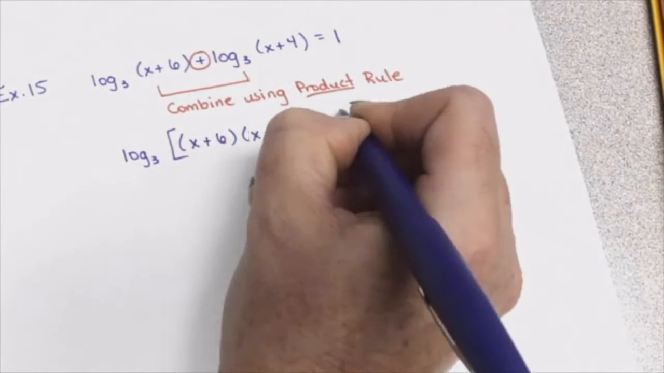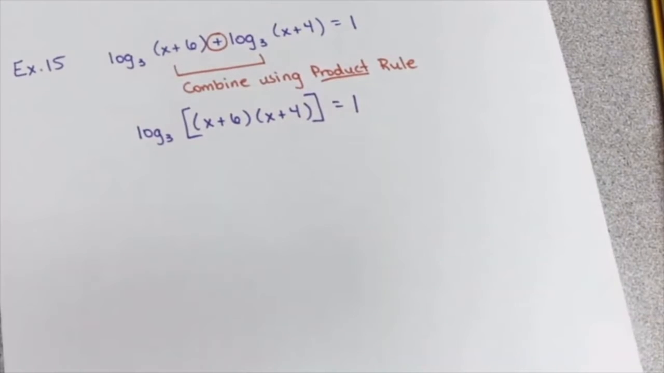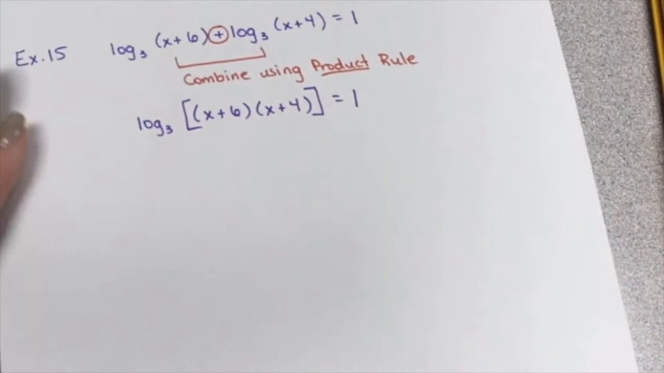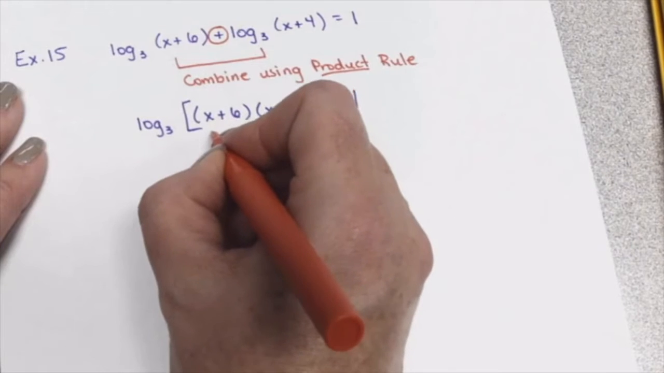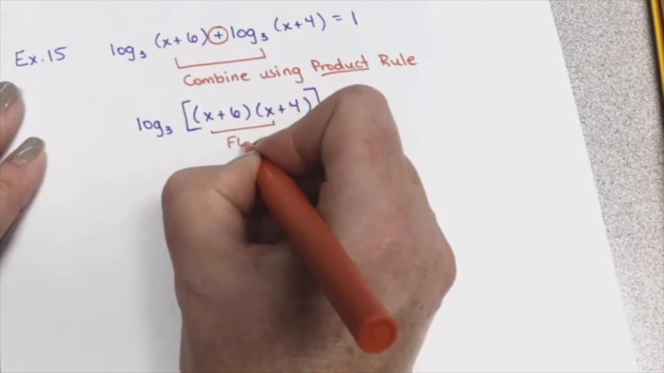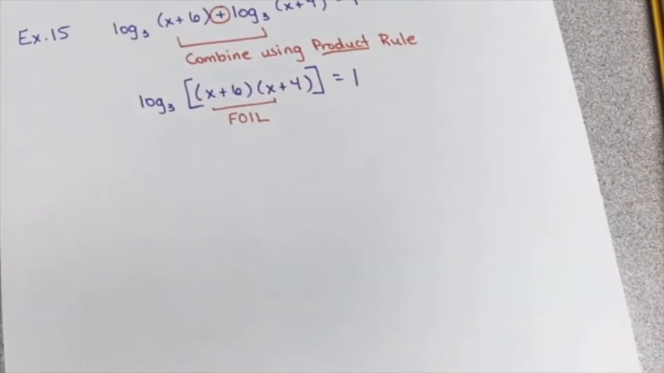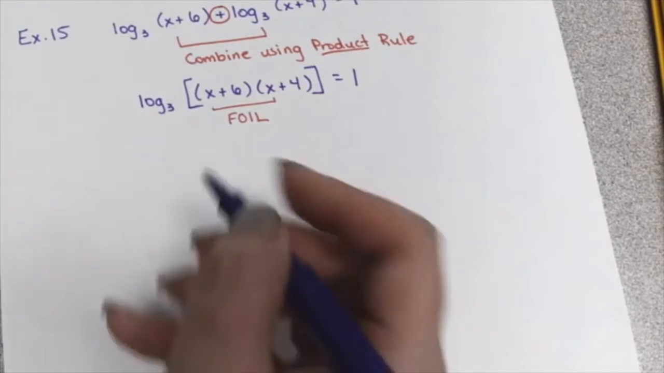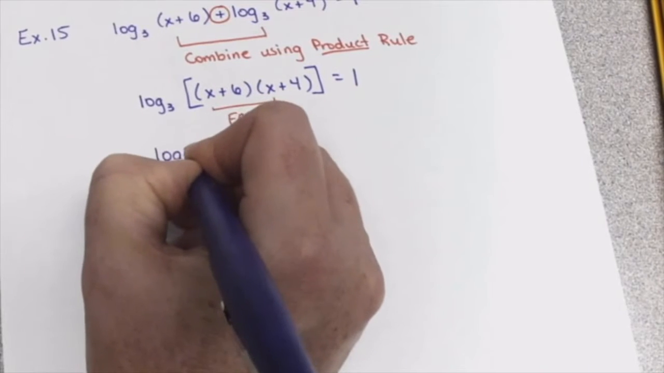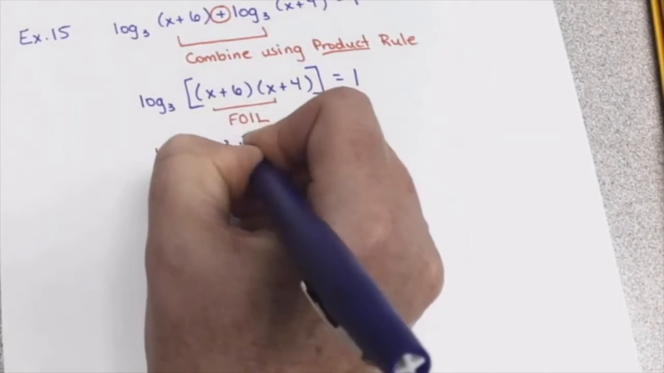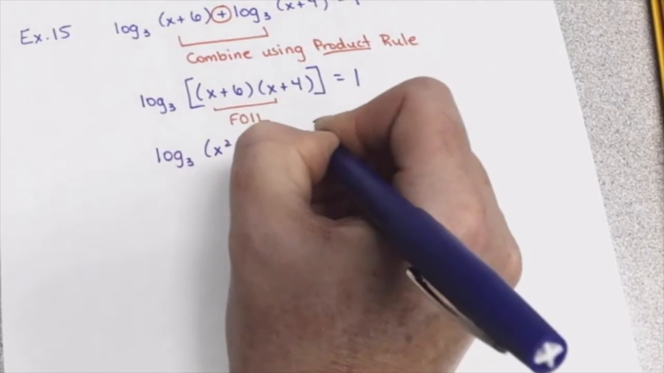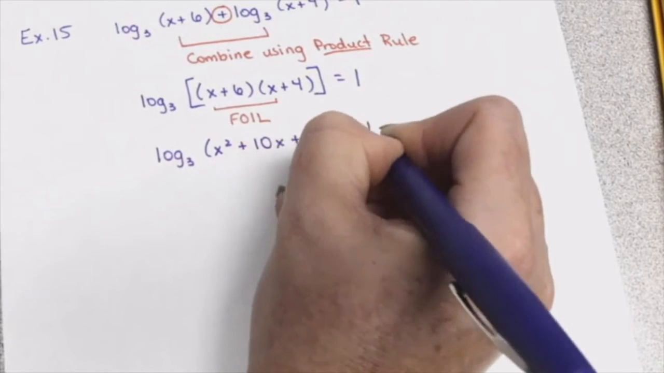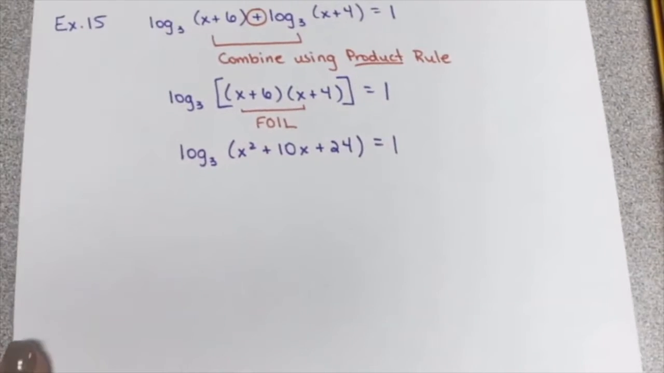So I'm going to put brackets around this. So ignore the log for now. What do we need to do to simplify this? We need to do FOIL, right? We need to figure out what x plus 6 times x plus 4 is, okay? So we end up getting, if you do all the steps of FOIL, you'll get x squared plus 10x plus 24. I'll let you do the FOILing just to verify that you got it.